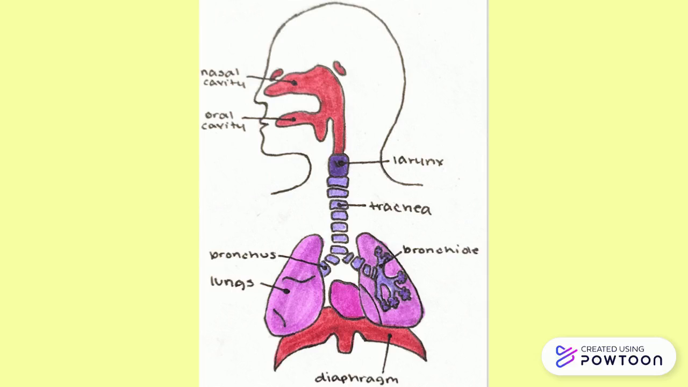Now let's review. The structures of the respiratory system include the nasal cavity, larynx, pharynx, trachea, lungs, bronchial tree, and diaphragm. At the end of the bronchioles are the alveoli, the location of gas exchange. Oxygen and carbon dioxide are transported through the lungs.